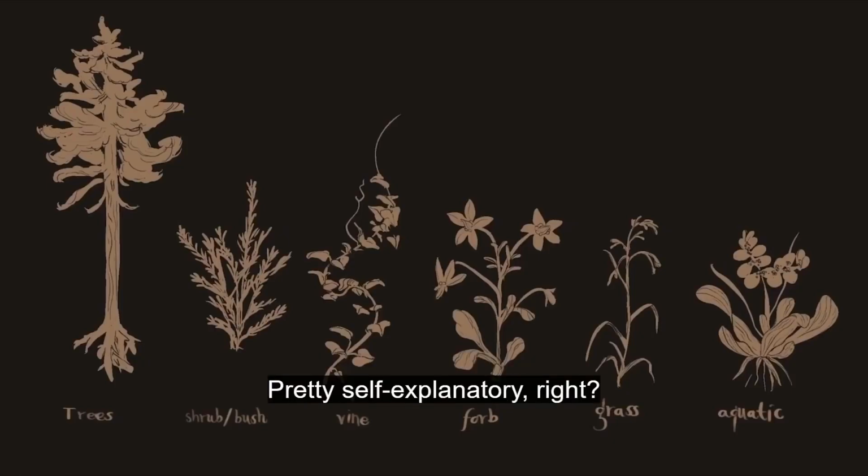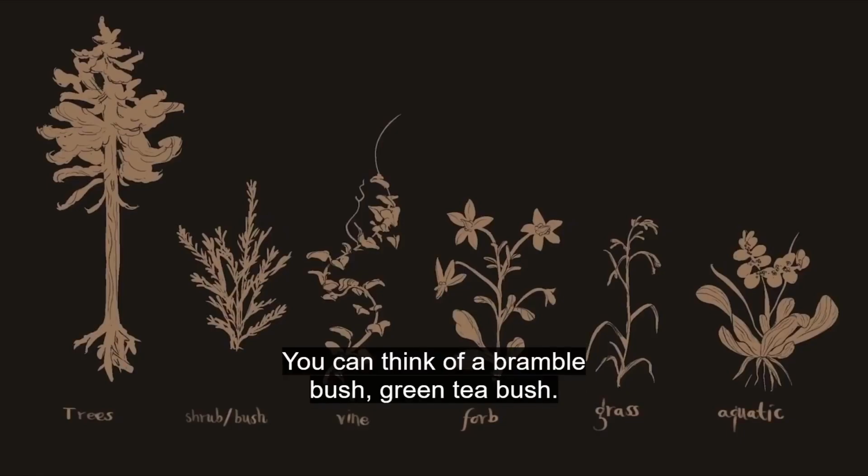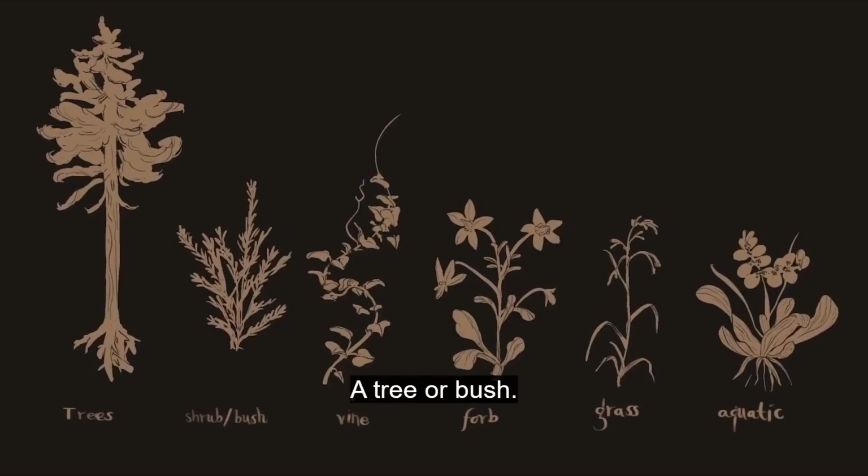Pretty self explanatory, right? Then we have shrubs or bushes, which are smaller woody plants with multiple stems. You can think of a bramble bush, a green tea bush. I think rowan is also a bush, if I am not mistaken, a tree or bush.